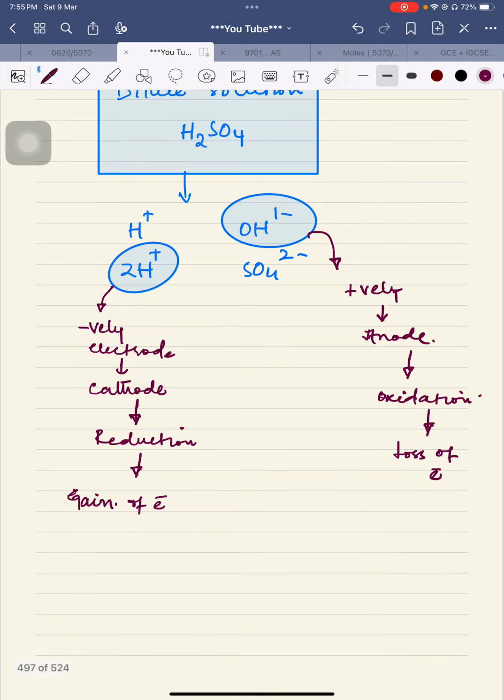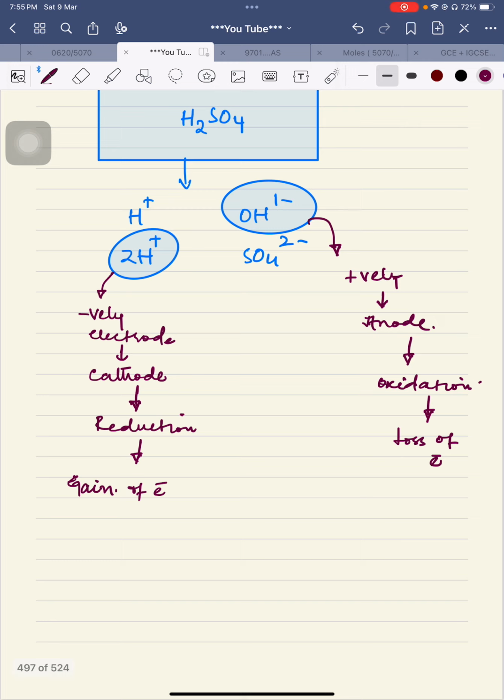All right. Now we know that SO4 2- ions are never getting discharged. In the list of the ions, I have told you that SO4 2- ions, PO4 3- ions, and NO3- ions are never going to discharge. So what will be the equation on this side and what will be the equation on this side?